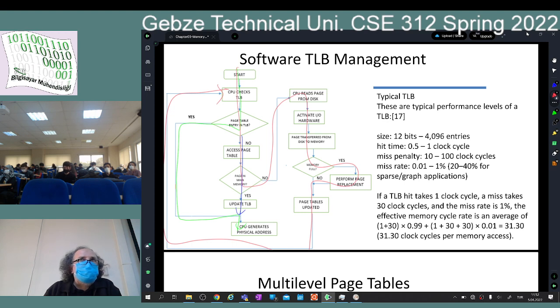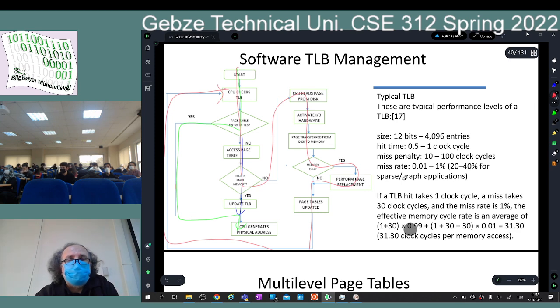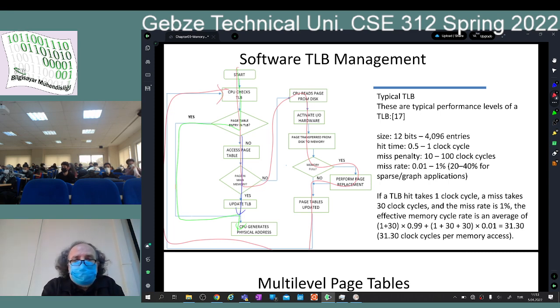I am going to go to the real page table inside my memory. Going to the memory will take 30 clock cycles. If the miss rate is 1%, the effective memory cycle rate is: 99% of the time, whatever I am looking for, by just looking at the TLB, I can produce my physical address, and once I get my physical address, I can access the memory by this 30 clock cycles. So accessing the memory takes 30 times more time than accessing the TLB.